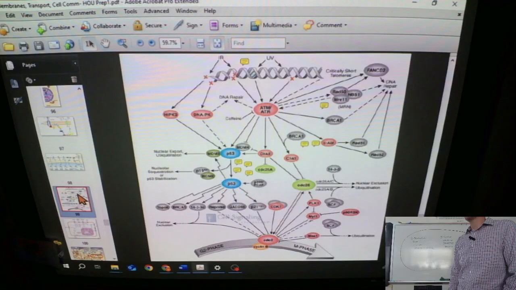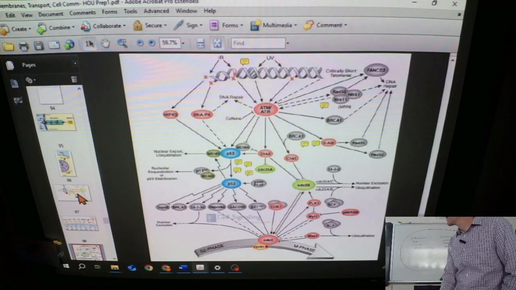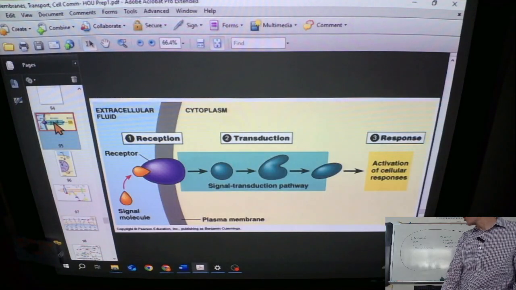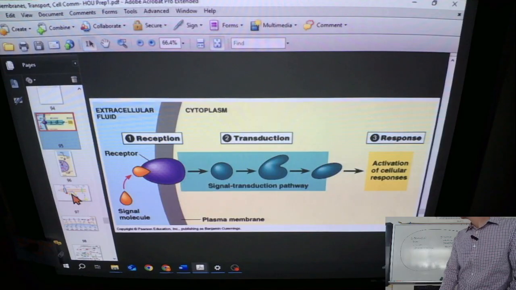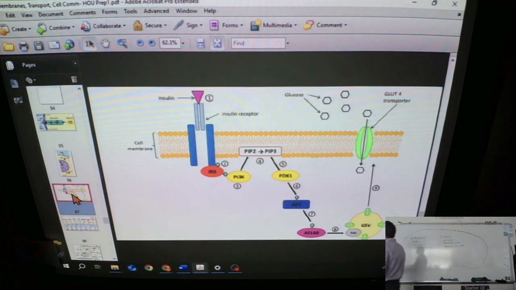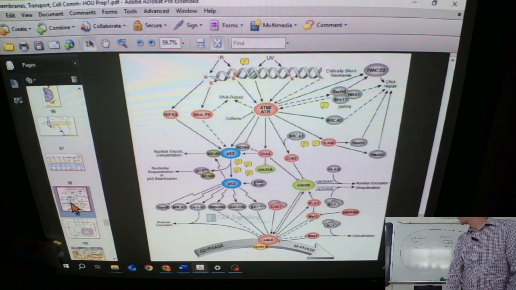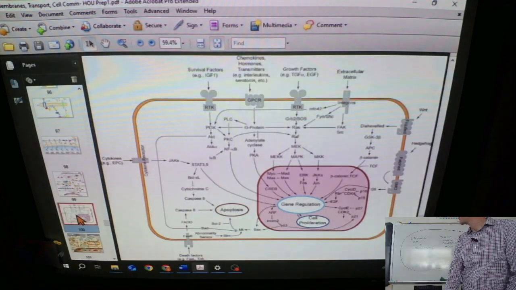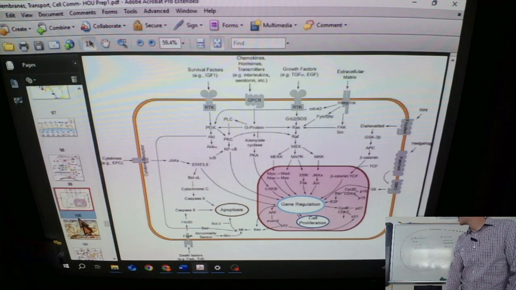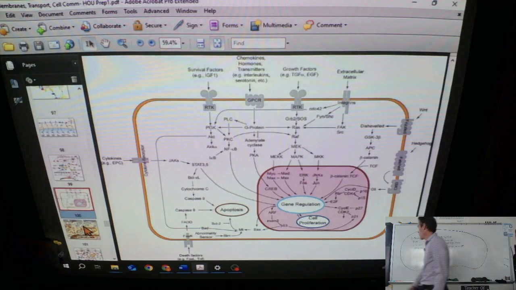So in a cell, it gets a little bit more complicated. We see a simplified version of transduction, a cell with just the insulin pathway in there. But in real cells, you've got multiple pathways going on all at the same time. Every single two or three letter abbreviation up there is some protein.